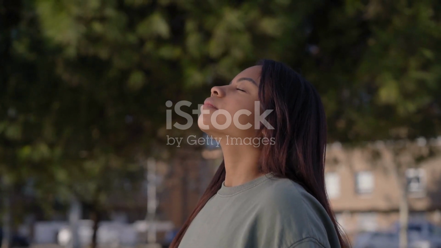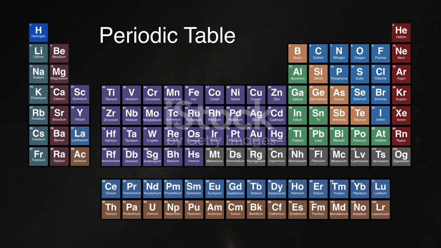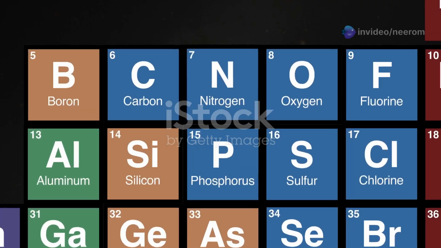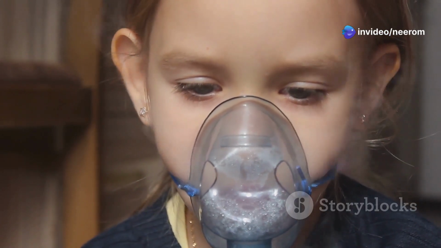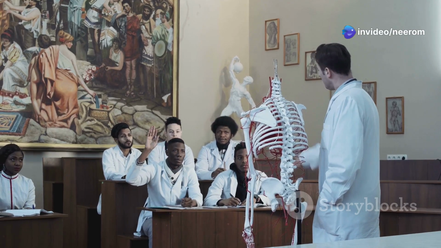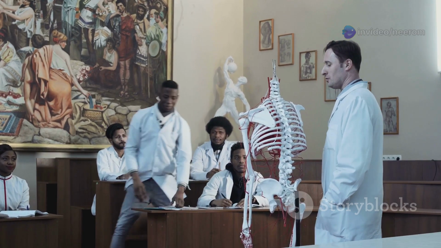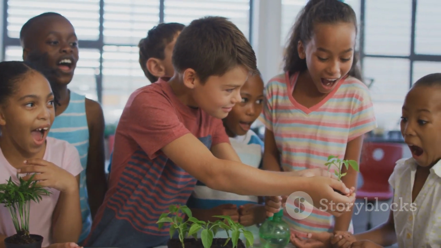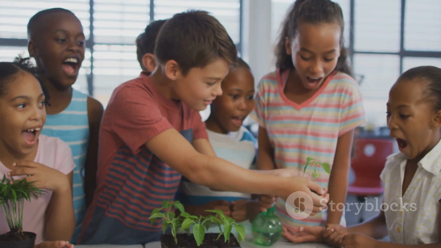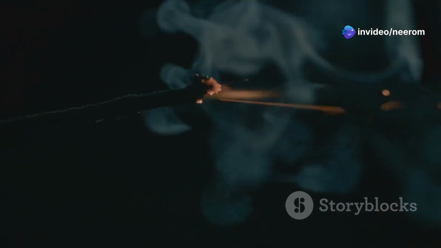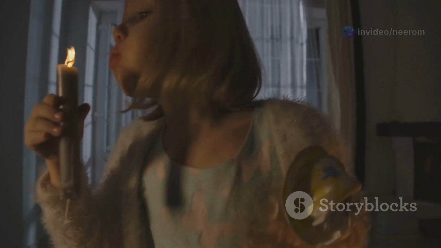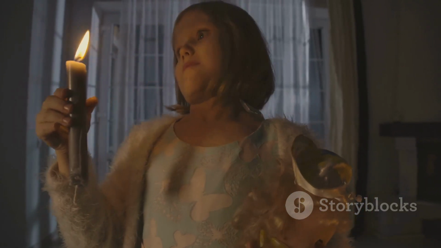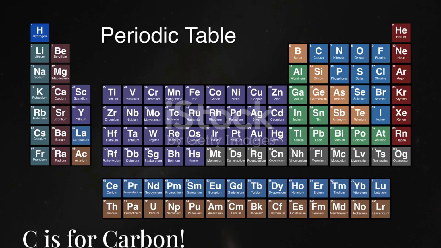Next up, let's take a deep breath and talk about O, which stands for oxygen. You know, that stuff we need to breathe? Oxygen is essential for respiration, the process that gives our bodies energy. Plants love it too. They release oxygen during photosynthesis. How cool is that? But here's the thing about oxygen. It's also super reactive. It loves to combine with other elements, and that's what makes fire possible. So next time you light a candle, remember that you're witnessing the power of oxygen in action.